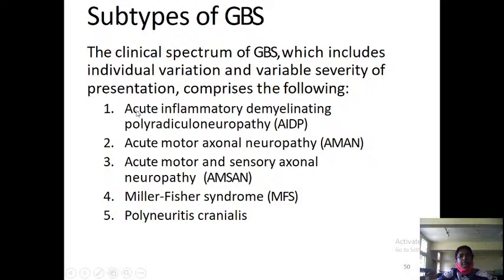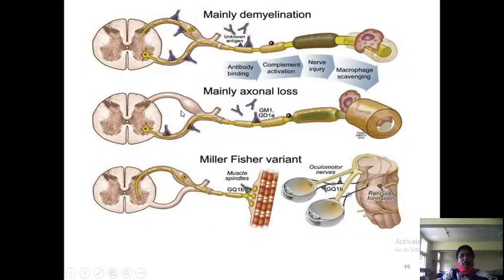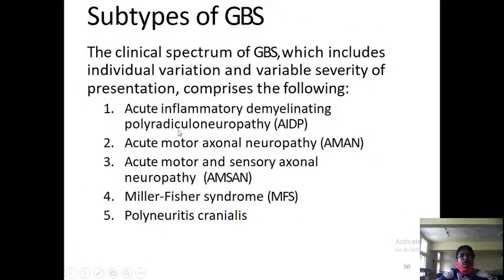Acute inflammatory demyelinating polyradiculopathy is the common one, and the prognosis is good. Like we said, the antigen is unknown and that causes antibody production, antibody binding, complement activation, nerve cell injury and macrophage scavenging, but eventually it is self-limiting. But in the other variants there is an axonal loss, as in acute motor axonal neuropathy. This takes a very long time to recover, and acute motor and sensory axonal neuropathy has a very bad prognosis. In Miller-Fisher syndrome, GQ1b antibodies are mainly generated.